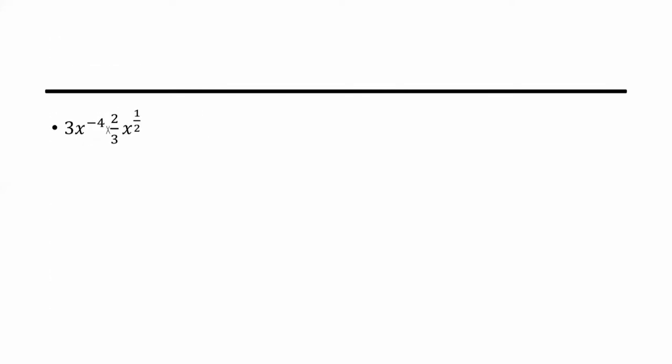Okay, now let's try out some questions. So pause it and try to solve it. The answer for this should come out as 2 upon x to the power 7 upon 2. For this, the answer should come out as 2 times x to the power 7 upon 2. For this, the answer should come out as x to the power 3 upon 2 upon 5. For this, the answer should come out as 2 times x to the power 7 upon 2.